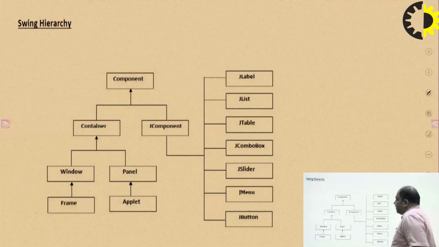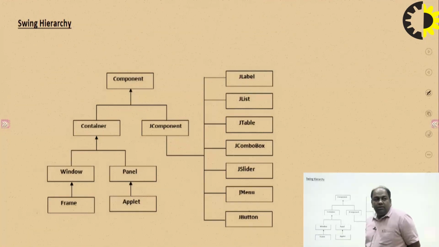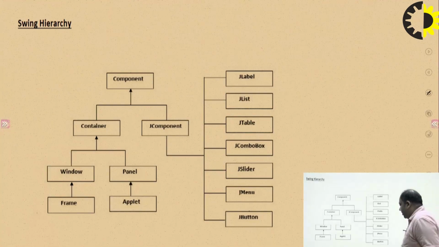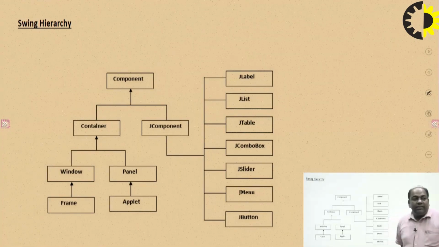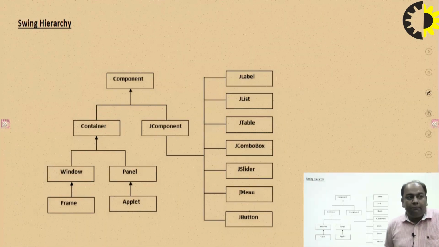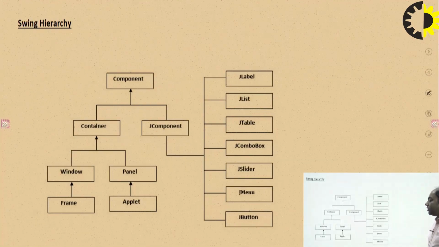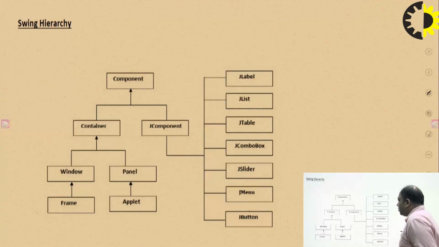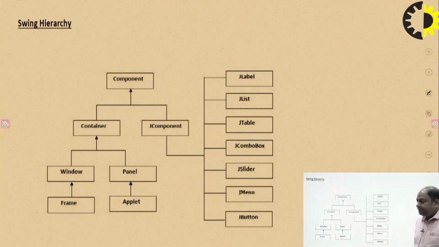The other component is JComponent, the Java component, and it is divided into JLabel, JList, JTable, JComboBox, JSlider, JMenu and JButton. In today's lecture, we will discuss the JComponent, but not in detail about the windows and the frames. In detail, we talk about the JComponent.